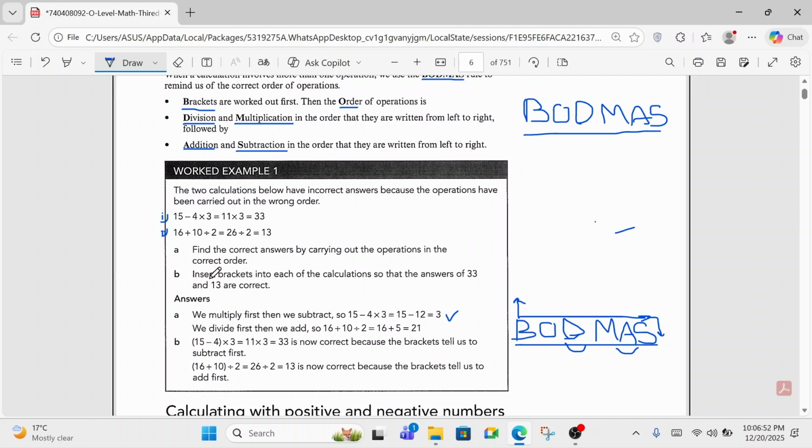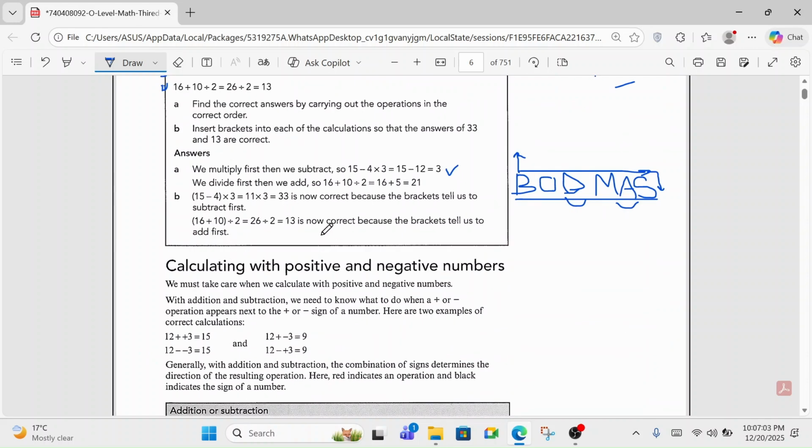Now insert brackets so that the answers are correct. Okay, here's the part where brackets come in. We use brackets to make sure that the answer is correct. It's pretty self-explanatory because the brackets tell us that it should be subtracted first.